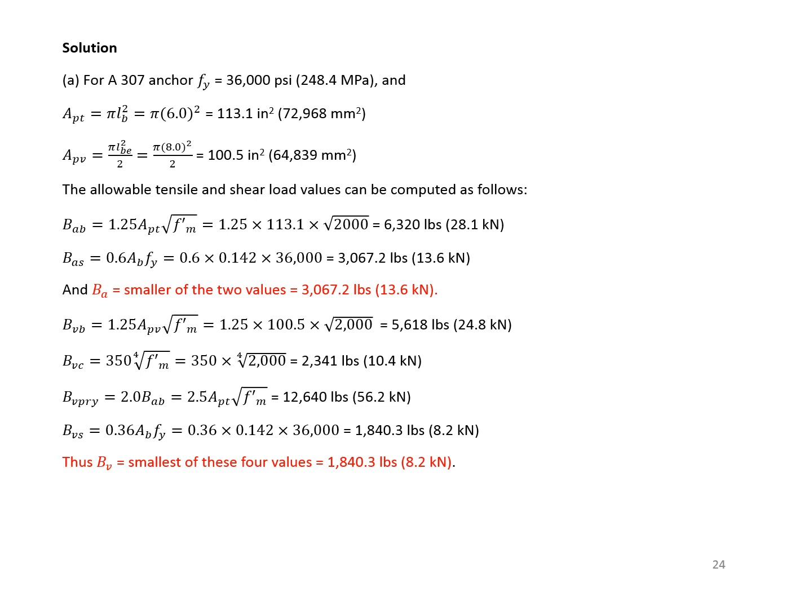And if you remember, there are 4 values for shear. We have to pick the smallest of the 4. Plugging the numbers there, we found the smallest value, which is BV, is 1,840.3 pounds.